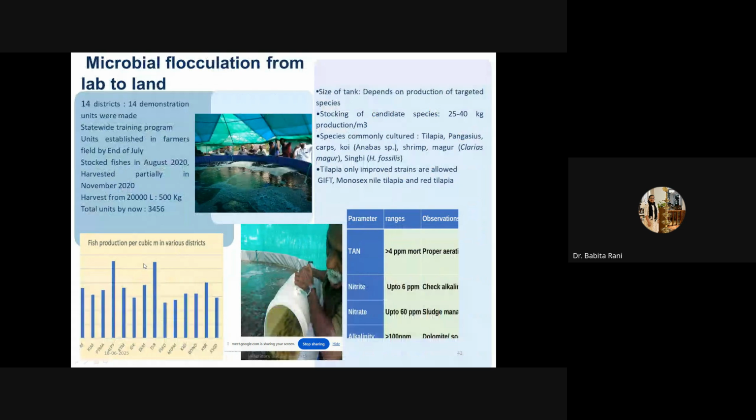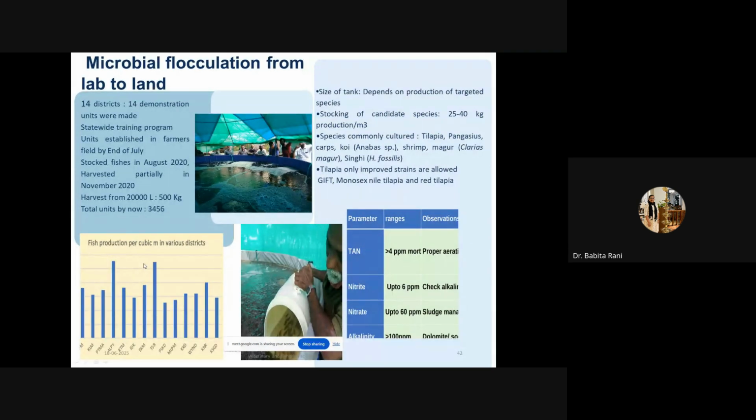It has reached around 20 to 22 kg per cubic meter on average. But in some places we got even 26, 27 kg per cubic meter. So we have done the stocking of fishes for 25 kg production per cubic meter.